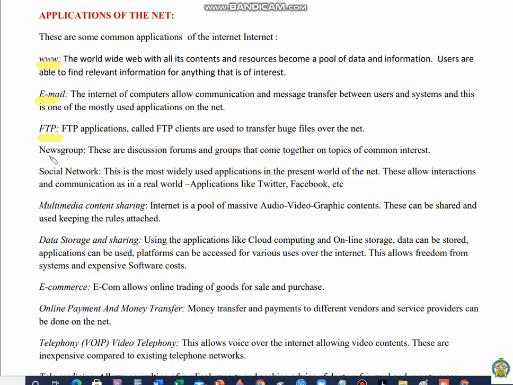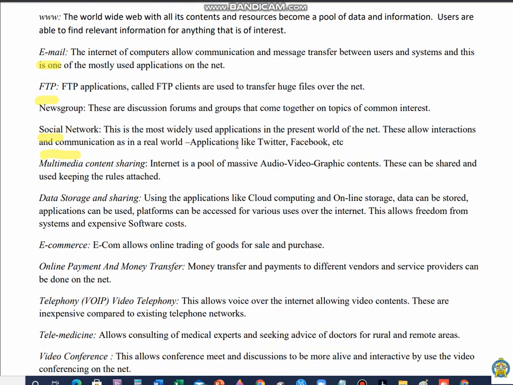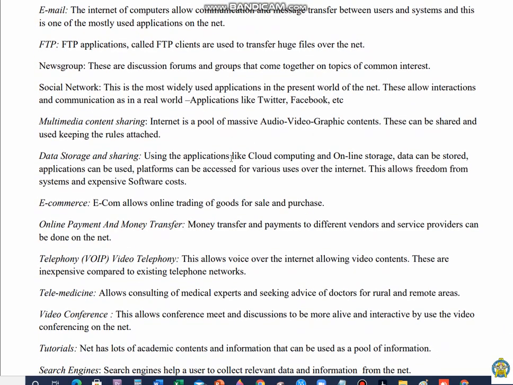Newsgroup is, for example, if you belong to a particular group discussion. Then we have social networking sites, which can be used for so much information. Multimedia content sharing: you have a lot of sites where audio and video content can be shared. Then we have data storage and sharing, for example cloud computing. It allows Google Drive or OneDrive or Dropbox, etc. They use what is called data storage, sharing over the internet.